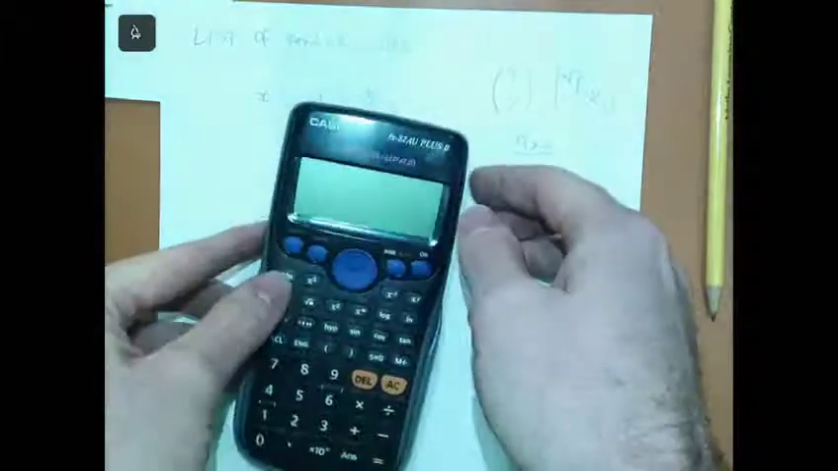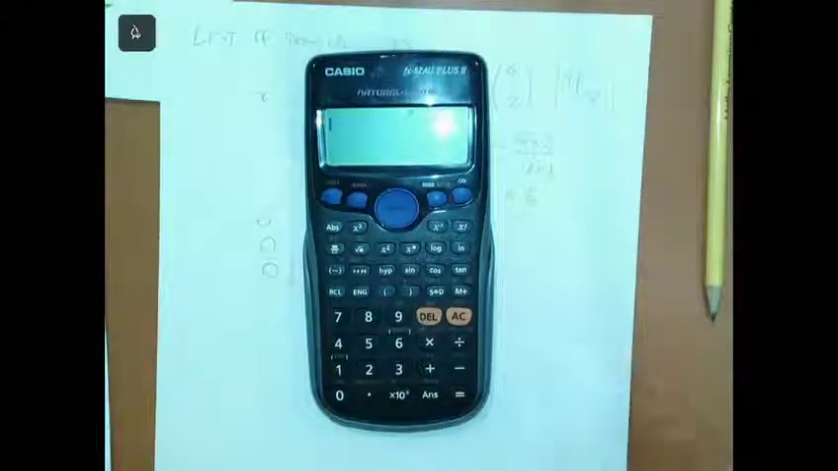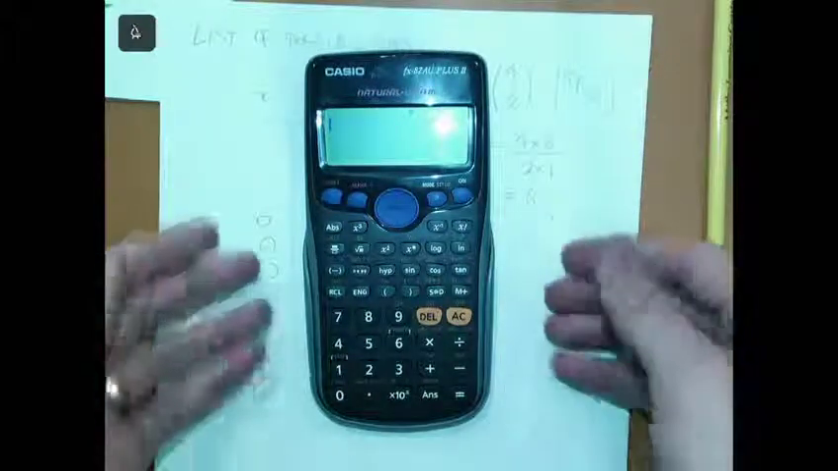In case you have a calculator like this one, it's usually got a button of its own.